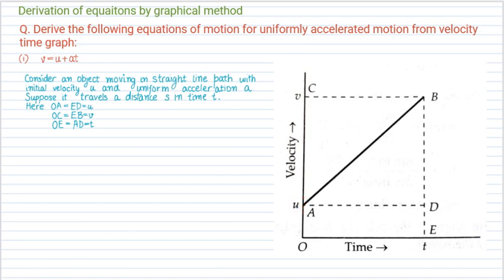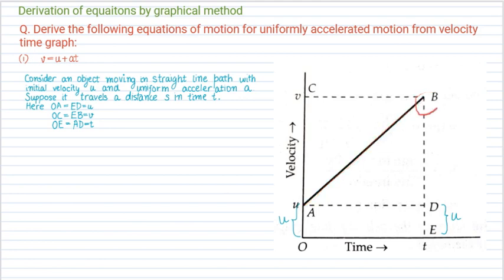Similarly, this ED distance, can you see this one? This one will see ED is also equal to OA, which will also represent your initial velocity u. Fine. Now what happens? The body starts to move and it increases its velocity. Okay, can you see? The body has increased its velocity.